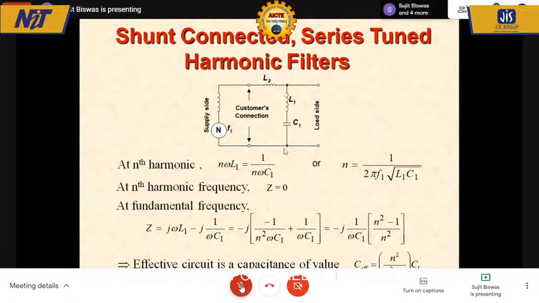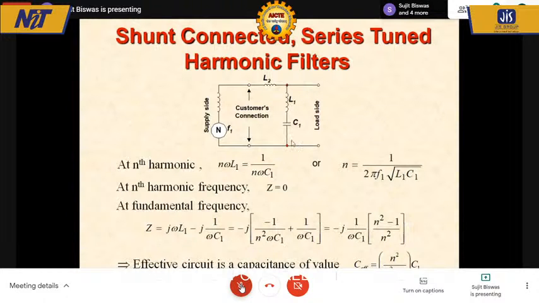So this is the supply side on the left-hand side, and on this side, this is the load side. So the load is non-linear, drawing a lot of harmonic current from the supply. It's going to distort the supply bus voltage here at the customer's connection. So what we do is we connect an L1C1, which is a tuned filter across the line inside the customer's premises. L2 is not a part of the filter. I will explain the operation of L2 later.